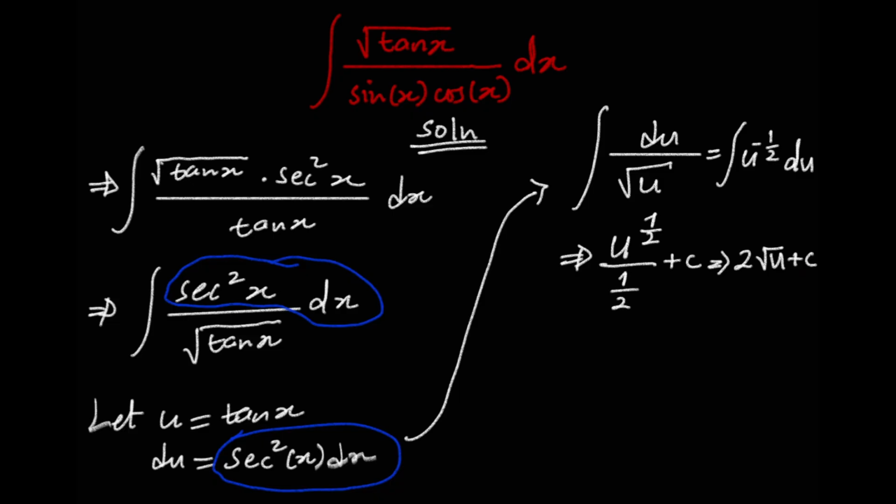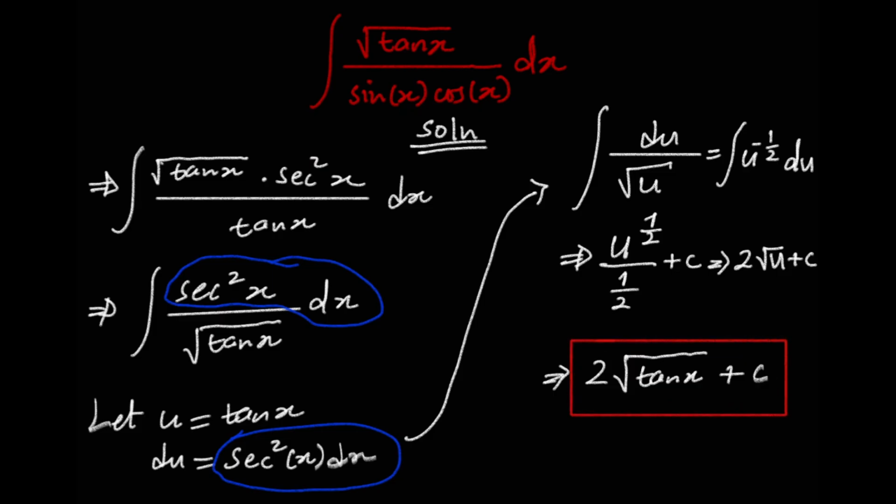Well, is this the final answer? No, because in our question, in this integral here, there is no u. So we should not forget to return tangent x, because u is equal to tangent x. Let's replace this u by tangent x. Then therefore, this is just 2 square root of tangent x, plus c. And this is the final solution to this integral question.